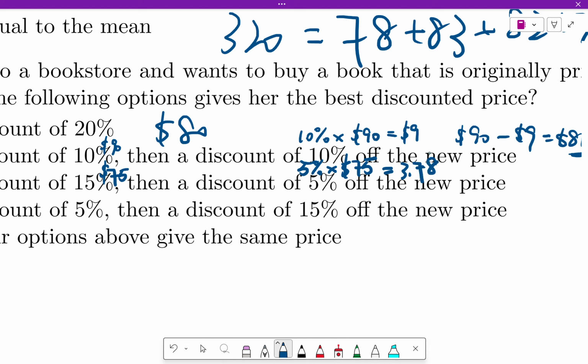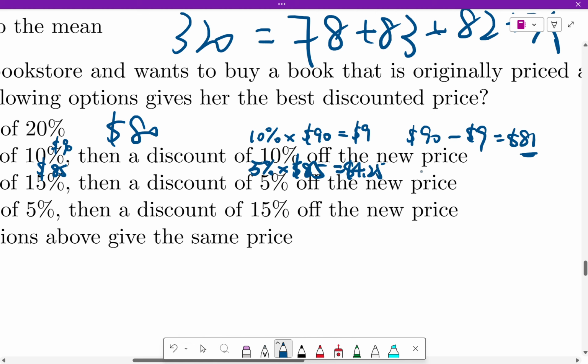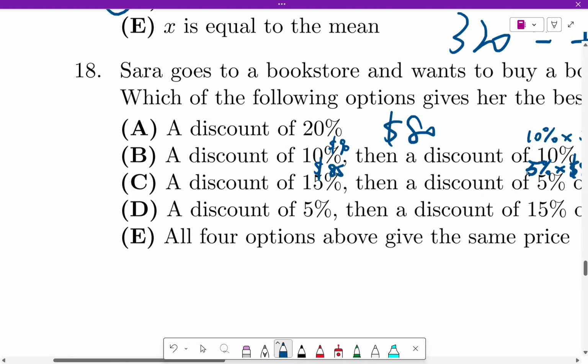I think I made a mistake here. If it's a discount of 15%, we would actually have $85. So this is actually 5% of $85, which would roughly be around $4.25. Now we can subtract the $4.25 from the new price, $85, which would give us $81.25.